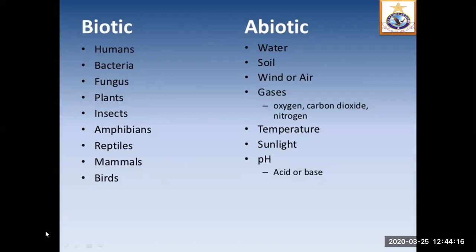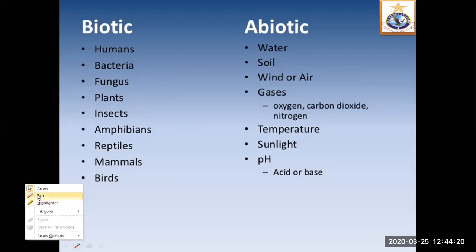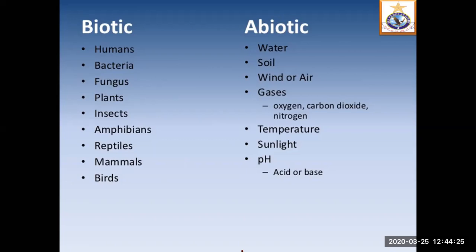Biotic includes humans, bacteria, fungus, plants, insects, amphibians, reptiles, mammals, birds. Abiotic includes water, soil, wind or air, gases, for example O2, CO2, nitrogen, temperature, sunlight, pH level, and acidic or alkaline. So we can draw a line. We can say that these factors are the biotic.